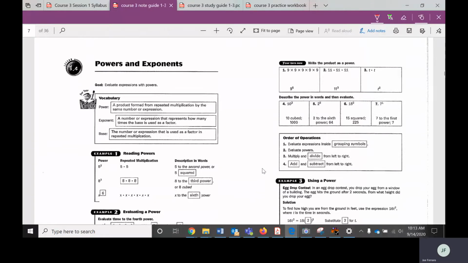Again, looks like another one that you guys have done in the past, but sometimes you just need a refresher. We're looking at powers and exponents. Okay, let's just kind of talk about some of the words here.